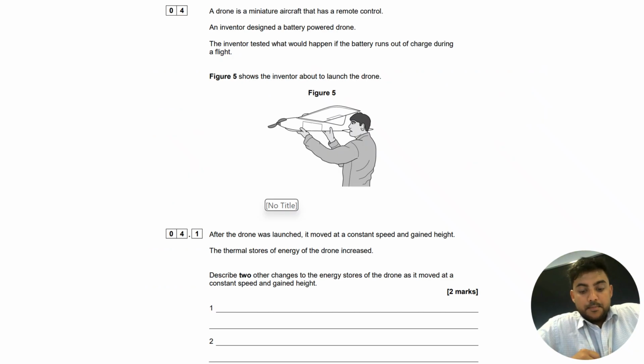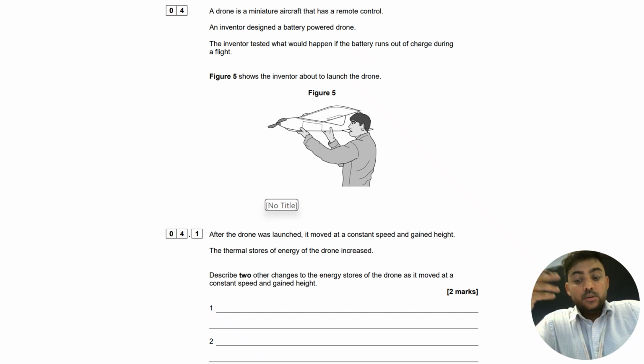A drone is a miniature aircraft that has a remote control. An inventor designed a battery-powered drone. The inventor tested what would happen if the battery runs out of charge during the flight. Figure 5 shows the inventor about to launch the drone. After the drone was launched, it moved at a constant speed and gained height. Describe two other changes to the energy stores of the drone as it moved at constant speed.